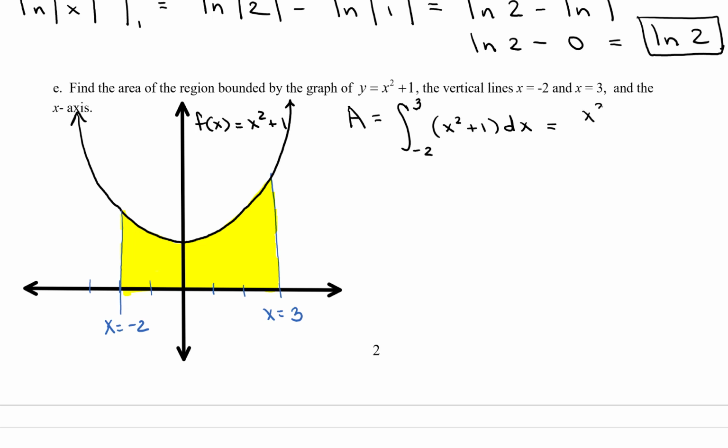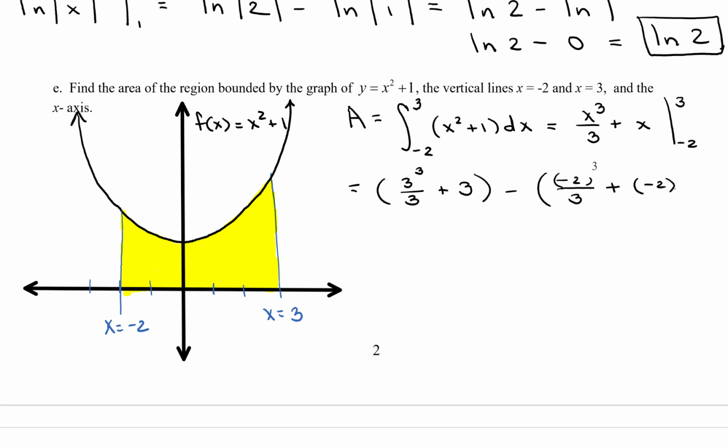And this is going to be equal to x raised to the 3rd power divided by 3 plus x evaluated from -2 to 3. And this equals open parenthesis 3 raised to the 3rd power over 3 plus 3, close the parenthesis, minus open parenthesis, -2 raised to the 3rd power over 3 plus -2, and close our parenthesis. And this will be equal to, open parenthesis, 27 divided by 3 plus 3, close parenthesis, minus -8 divided by 3 minus 2.